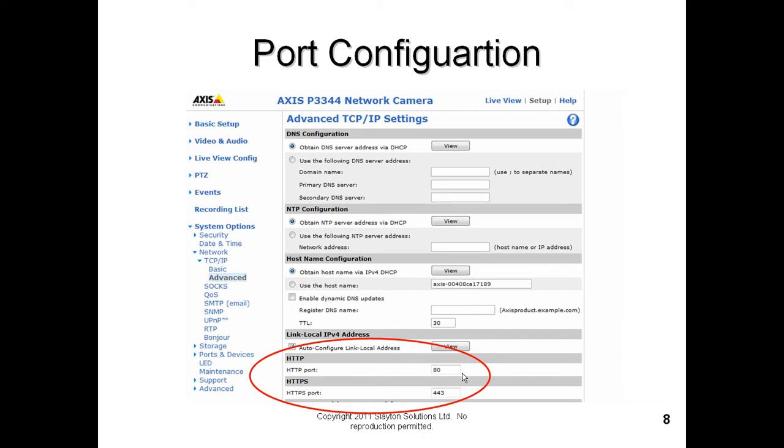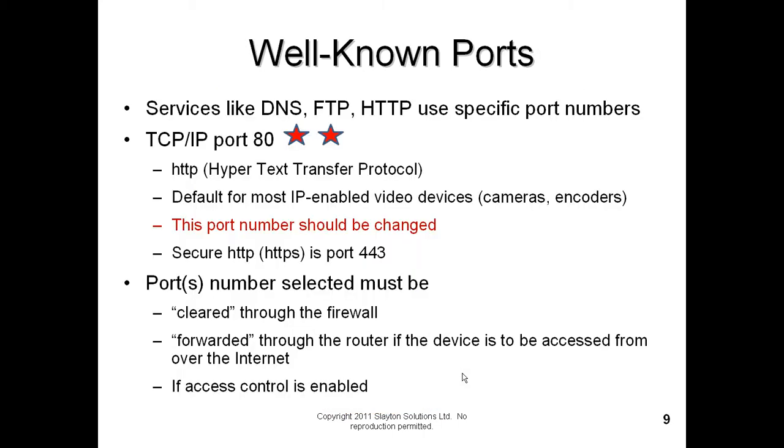So here is where you change the port number. When you change the port number, you've got to remember what you changed it to, because if you don't, you better remember how to default your product, whatever it is, camera, encoder, or DVR, NVR. You better know how to default that product back to its factory original settings, because you're going to have to start over if you forget the port number.